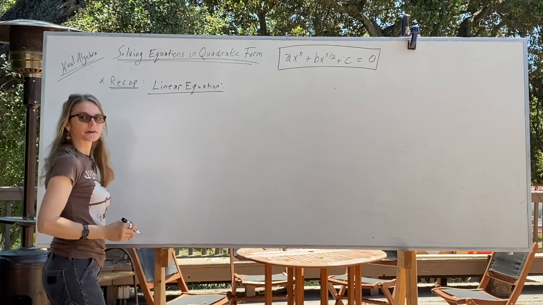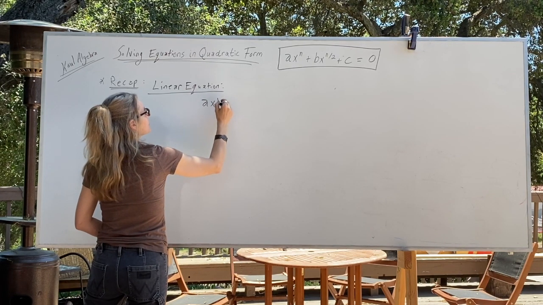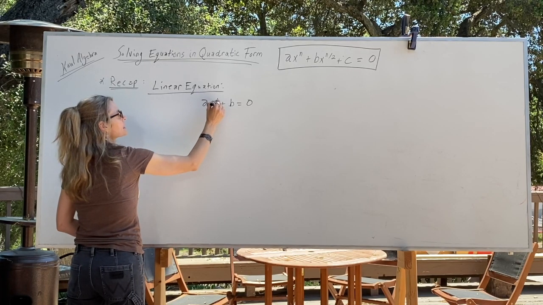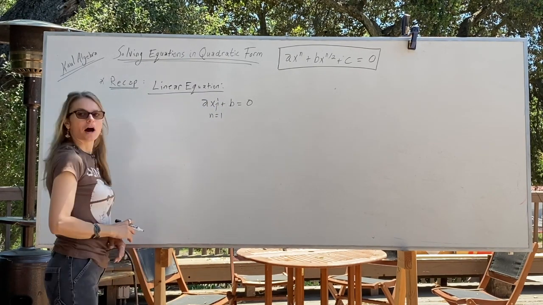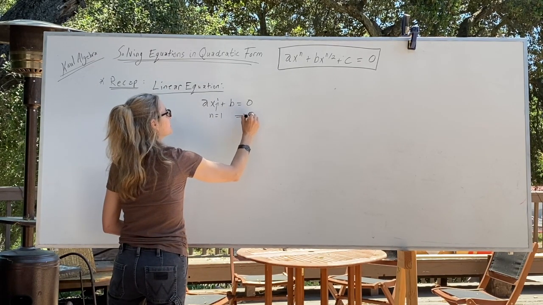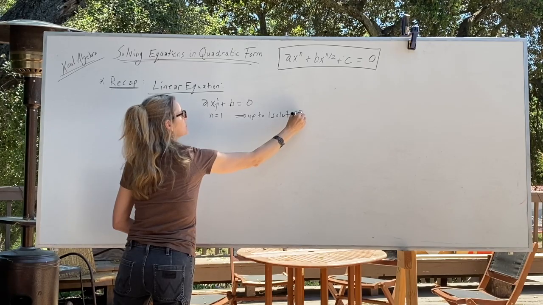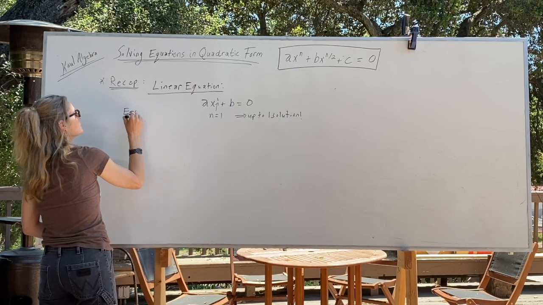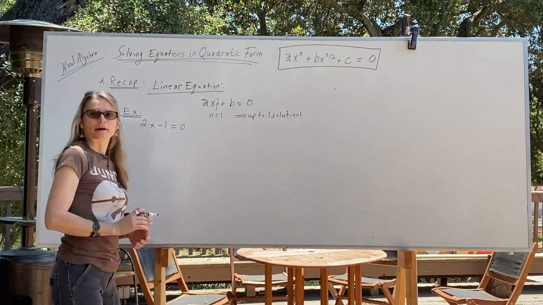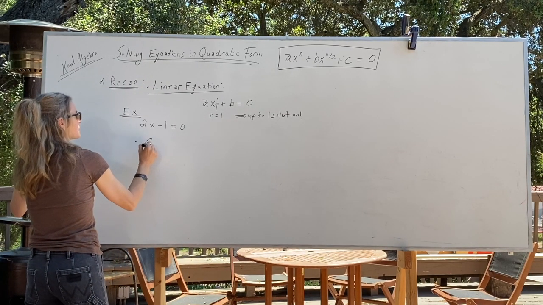Okay. You have a linear equation. You have it in the form ax to the first plus b equals 0. And this is your exponent, n is equal to 1. Your highest exponent in a linear equation is 1, which means you have up to one solution. Now an example would be something like 2x minus 1 equals 0. Okay, we know how to solve that. We get one solution.